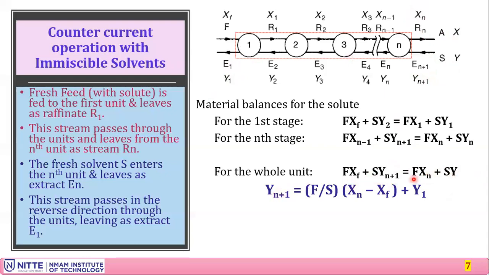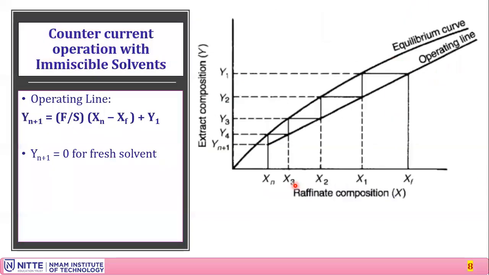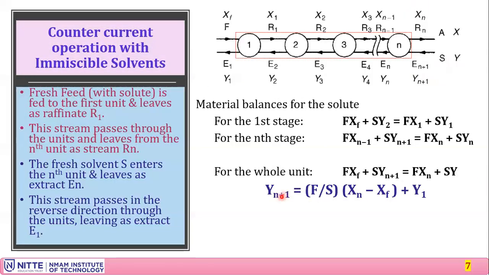So rearranging the equation, the most important thing here, as I told you earlier, is simplifying the terms. You can take y1 to this side. Yn plus 1 minus y1 is equal to F by S times xn minus xf. Xn and yn are in equilibrium with each other, so xn and yn don't come into the picture here. That's the most important critical thing that you need to know.